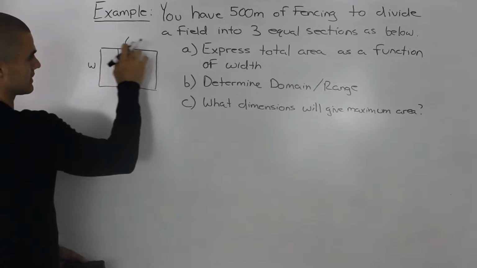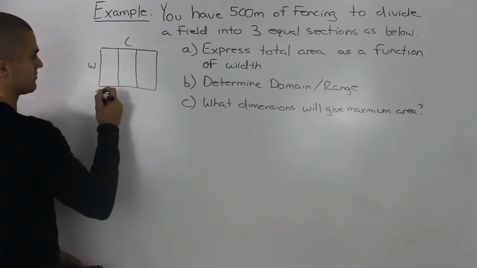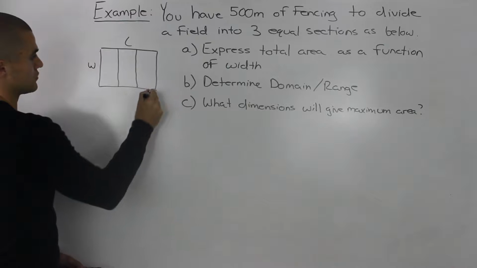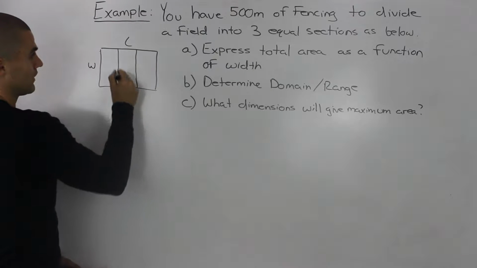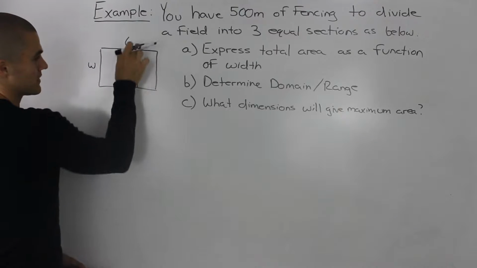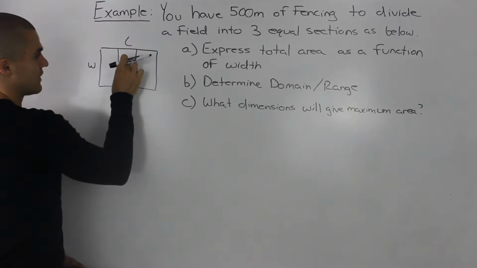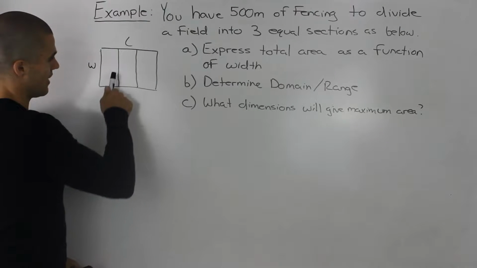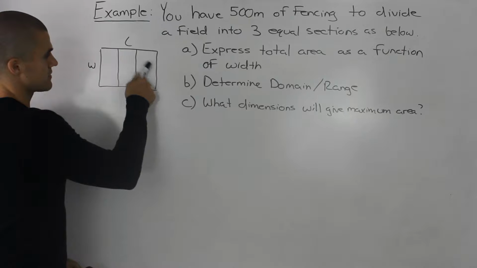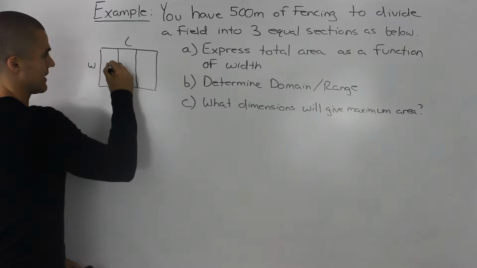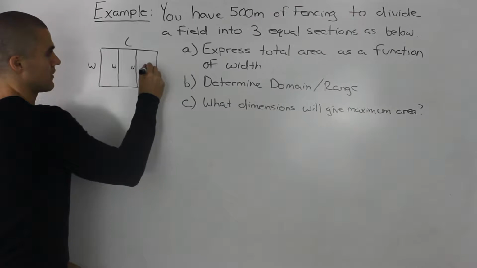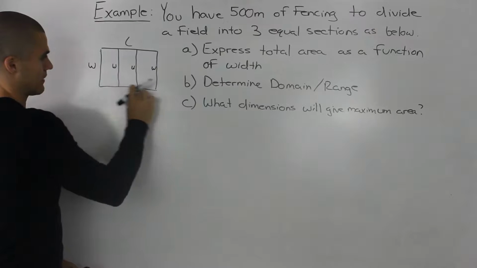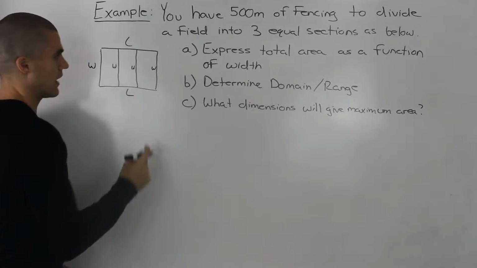Now the fencing is everywhere where you see these black lines. So the fencing has to be used around the perimeter of the field and in these 2 spots in the middle to divide out the sections. So that means that each of these fences has a length of W as well. And then this length of the fence is also L.